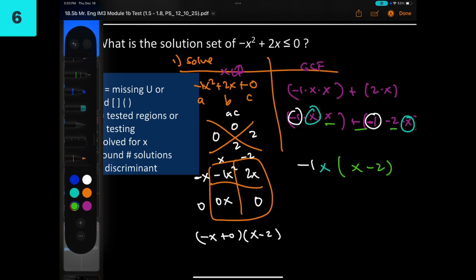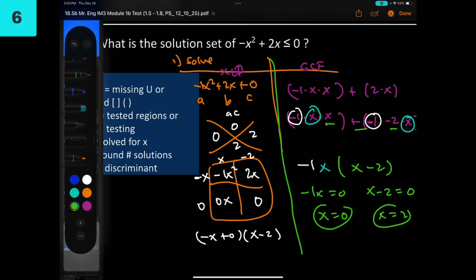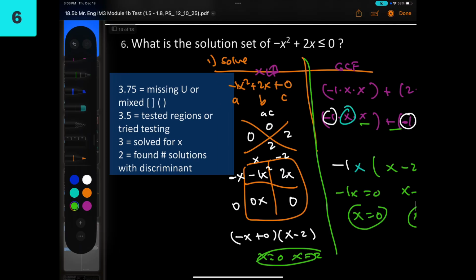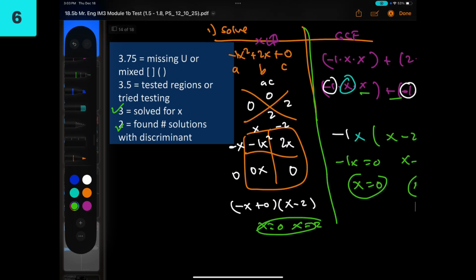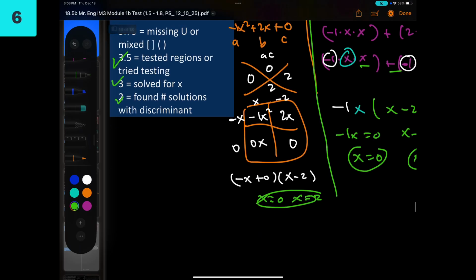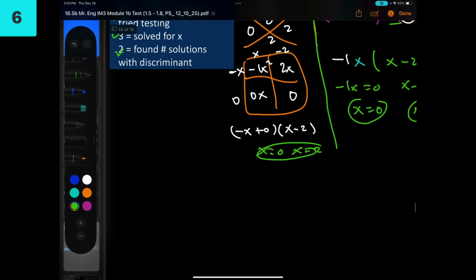Now, you'll actually get the same answer if you just set each of those equal to 0. Divide by negative 1, get x equals 0. And you get x equals 2. And that's the same thing over here. Okay, so if you got that, I gave you 3 points. If you used a discriminant, like in the previous problem, and found that was 2 solutions, that was fine. Okay, so what you need to do next is actually test the regions.